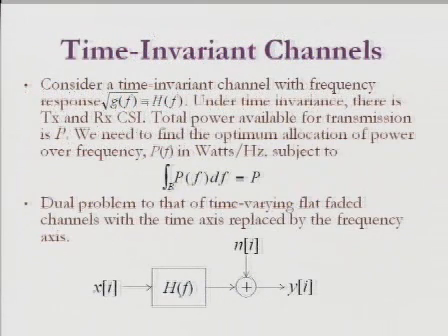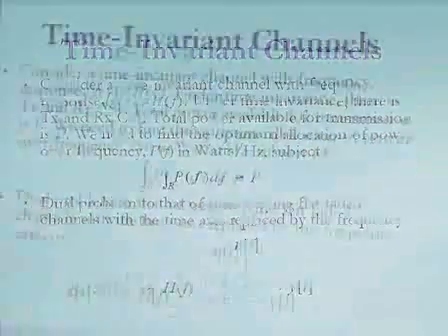Okay, time invariant first. So consider a time invariant channel. And now the gain is a function of frequency. So instead of a function of time, it's a function of frequency. And using the notation in the book, I'm going to call the square root of g, h. Okay, just to be consistent with the textbook. But this way you can relate to what we saw in the flat fading case.